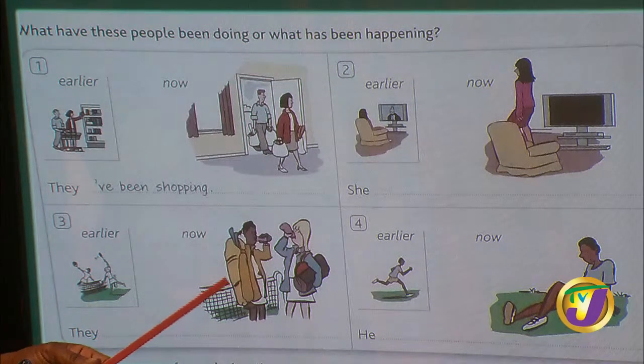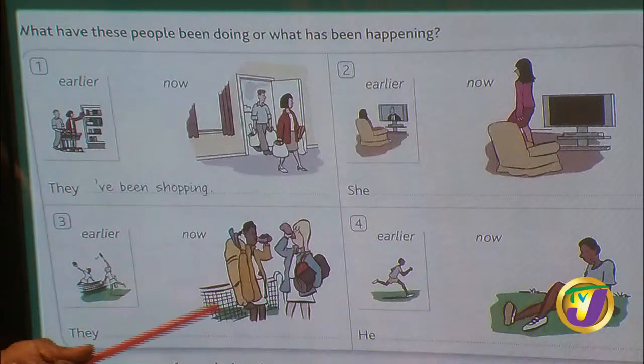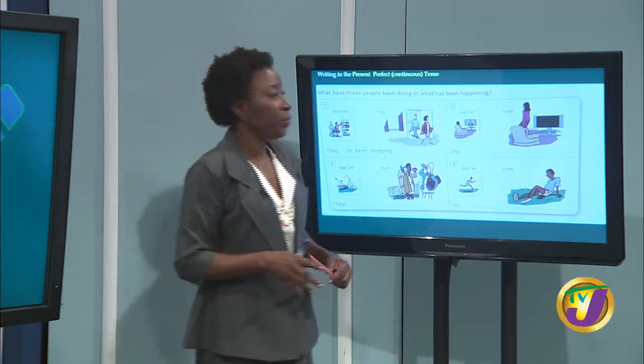Now they are quenching their thirst, right? They still have their tennis clothing, and you can see that they have the rags, and the signs of tennis is still on them. So you say, no, they have been playing tennis right now. They have been playing tennis. Okay then? Last one now.